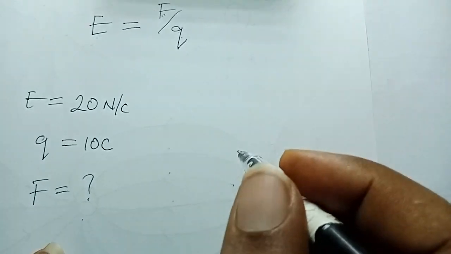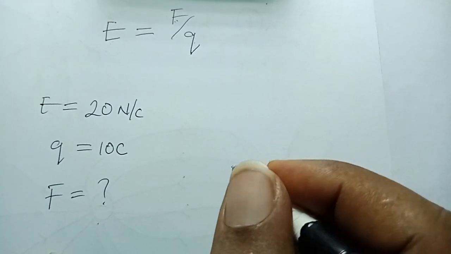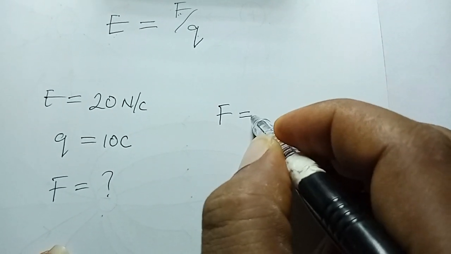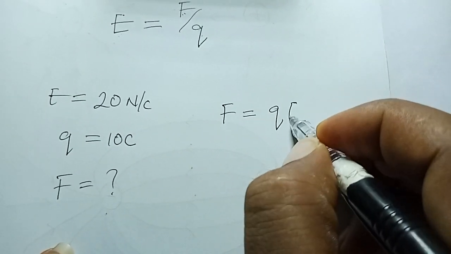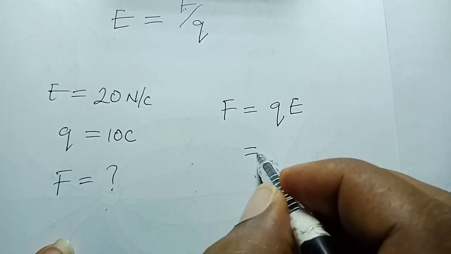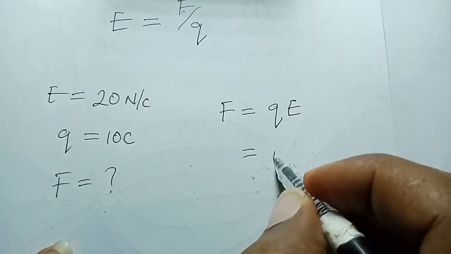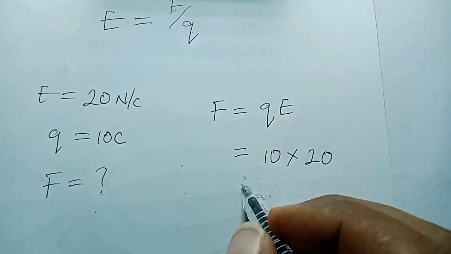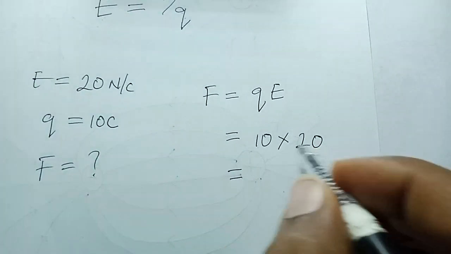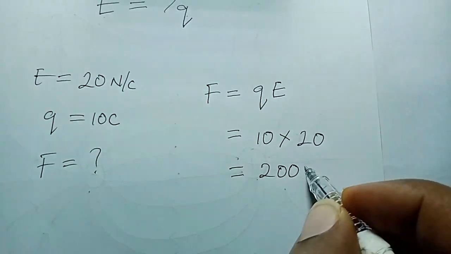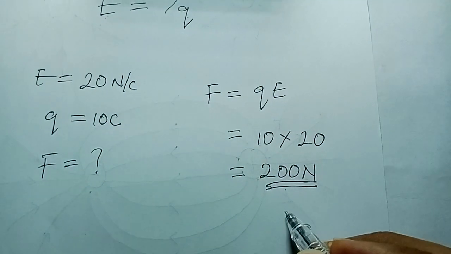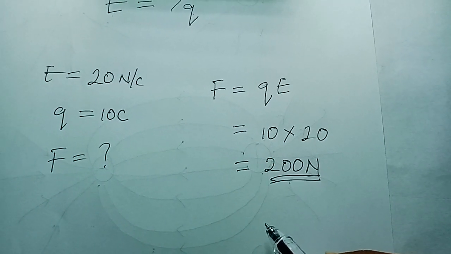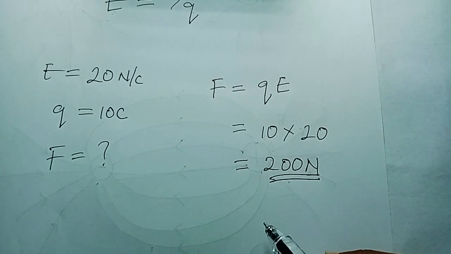So what you just need to do is make the subject of the formula what you are looking for. We are looking for the force here. So the force should be equal to QE, the charge multiplied by the field, which will give us 10 multiplied by 20. So this should give us 200 Newton. That should be the force felt by this charge when placed in that field. So this is what we need to know about a charge inside a field region.